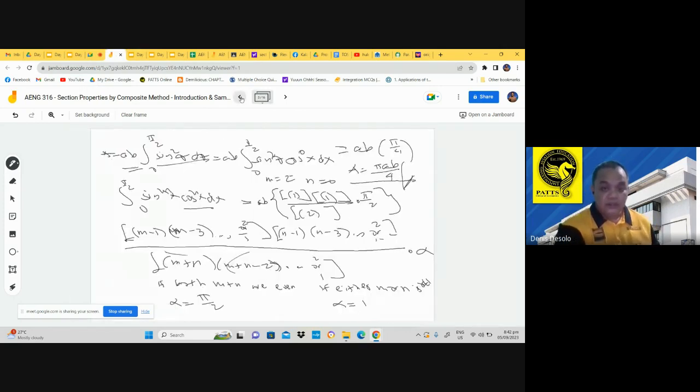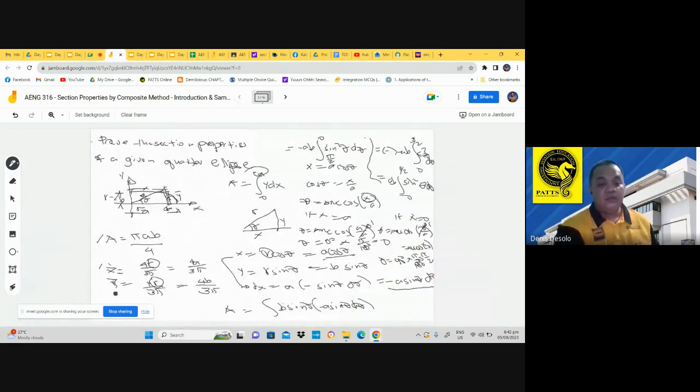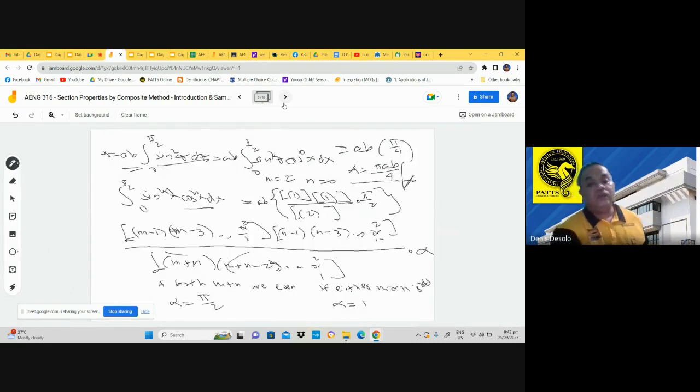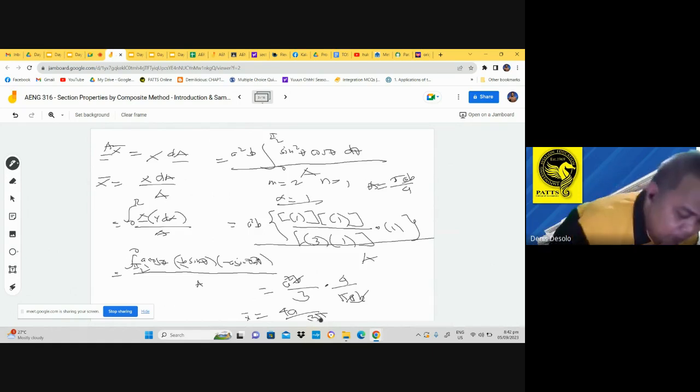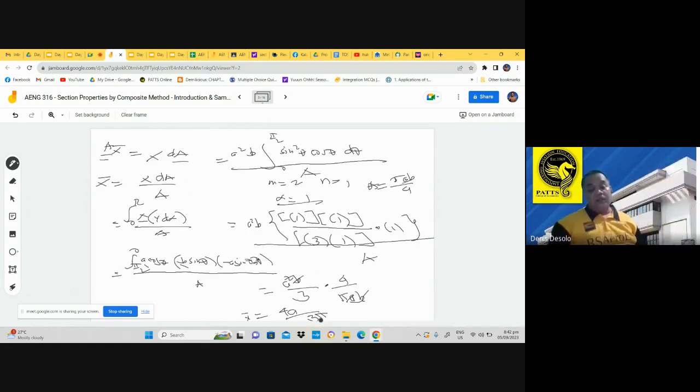You will see it in here that the x bar is equal to 4a over 3 pi. The y bar is 4b over 3 pi. Since we solved for the y bar, for the x bar it should be 4a over 3 pi. But for the remaining section property, which is I sub x and I sub y, I'm going to assign it to everyone. Just continue the solution. The remaining section property will be the I sub x and the I sub y.